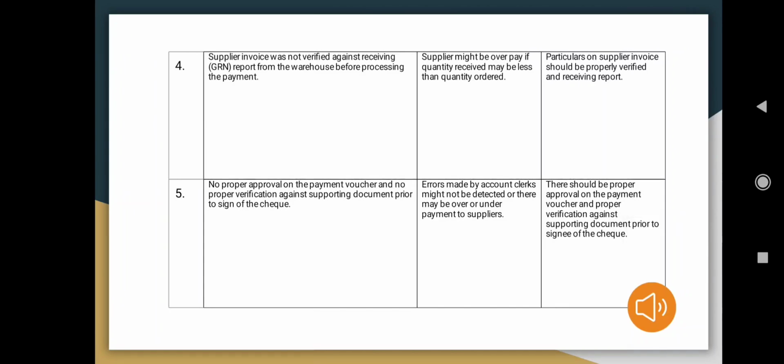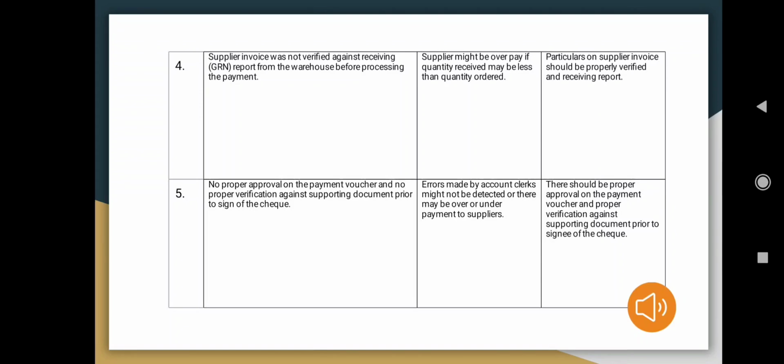The next weakness is the supplier invoice was not verified against the receiving GRN report from the warehouse before processing the payment. So the company might overpay the supplier if the quantity received is less than the quantity ordered. So the particulars on the supplier invoice should be properly verified against the receiving report.